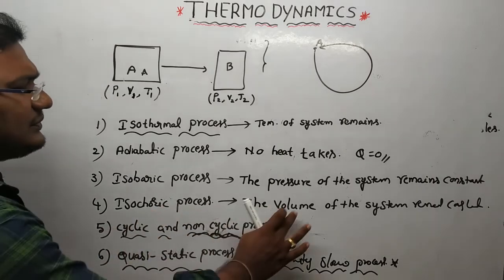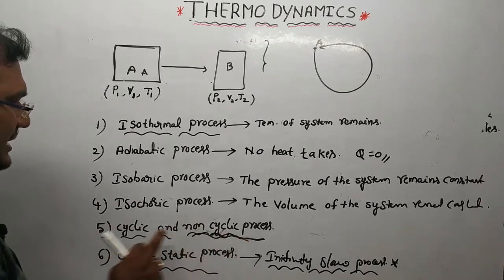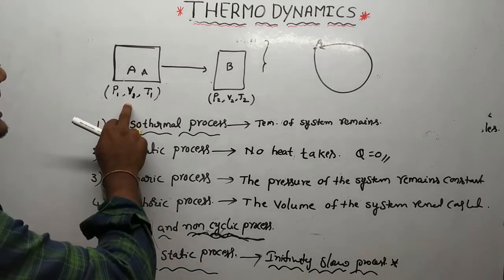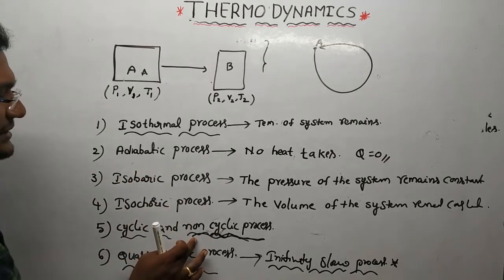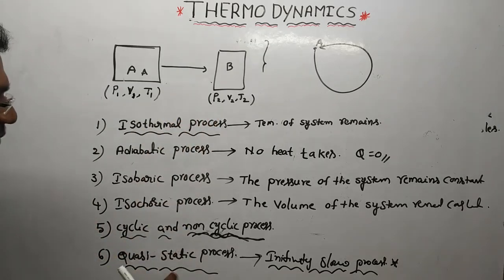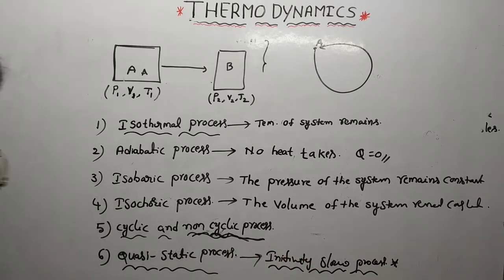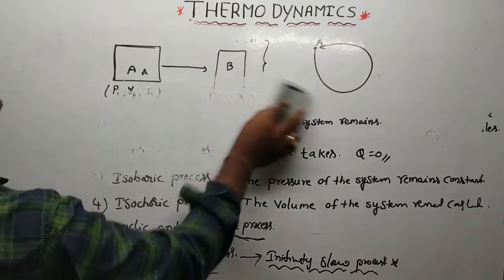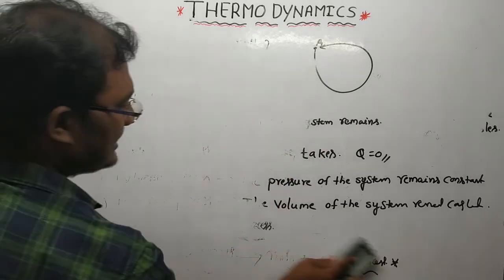Isochoric means the volume of the system remains constant. Cyclic and non-cyclic process. In a cyclic process, the initial state of the system and the final state of the system coincide. In a non-cyclic process, the initial and final states of the system are different. Quasi-static process is nothing but an infinitely slow process. These are the processes in thermodynamic systems when it is changed from one state to another state.